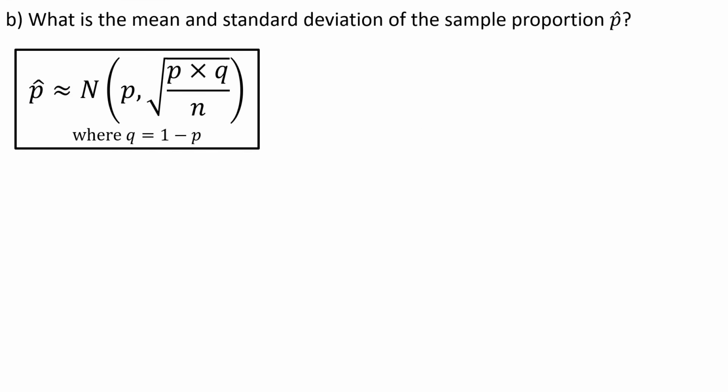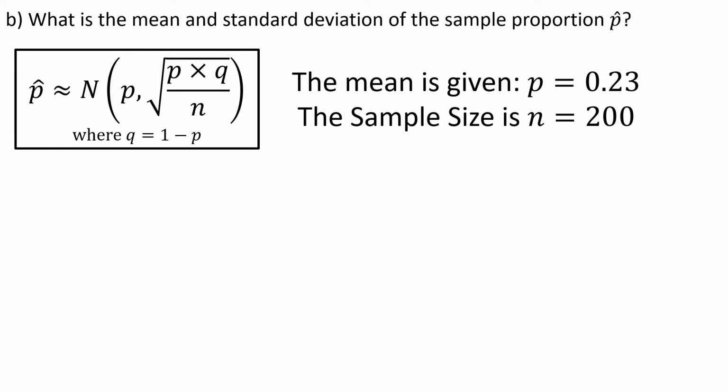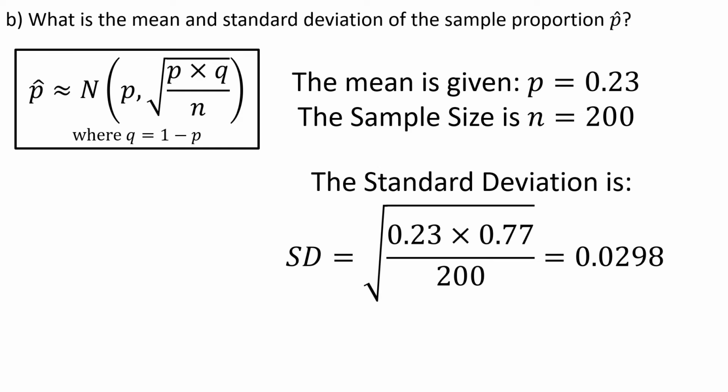What is the mean and standard deviation of the sample proportion, p hat? Well, the mean is given. We were told that the mean value is 0.23. The sample size is 200, so we can use now the mean and the sample size to calculate our measure of uncertainty, the standard deviation. And so here the standard deviation, it's a simple calculation. It's the square root of p times q over sample size n, and we get 0.0298.